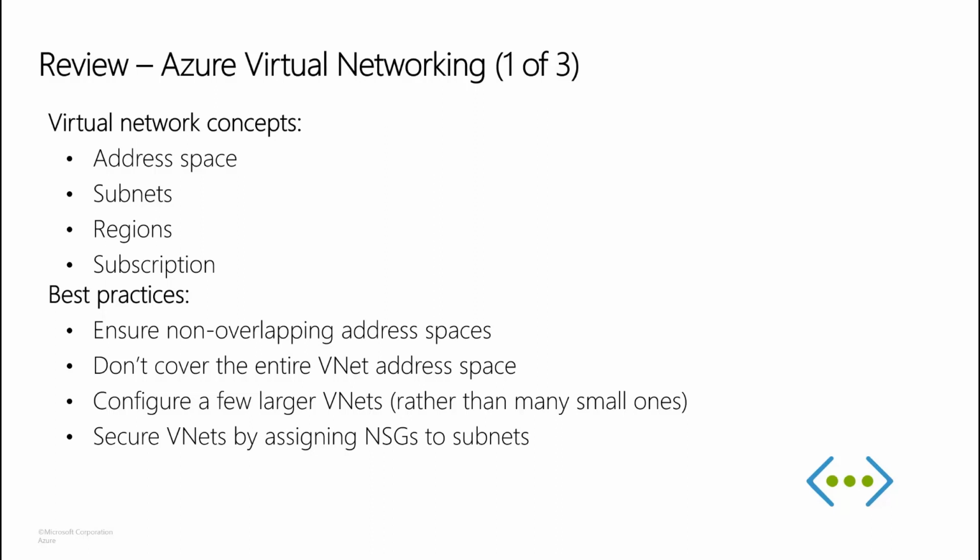So Azure assigns resources in a virtual network a private address from the address space that you assign. For example, if you deploy a VM in a VNet with address space 10.0.0.0/16, the VM will be assigned a private IP address like 10.0.0.4.